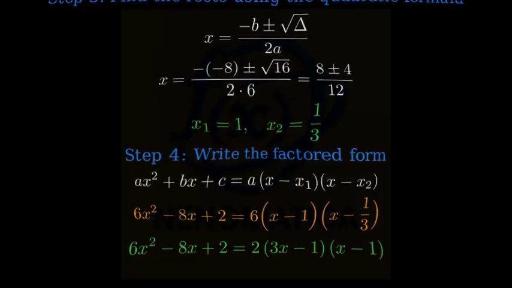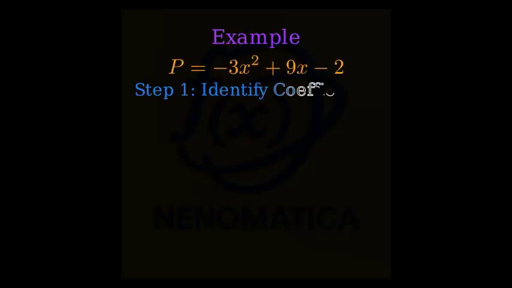To build intuition, example: we will factor the quadratic trinomial p equals negative 3x squared plus 9x minus 2, following the discriminant algorithm step by step. Step 1. Identify the coefficients a, b, c in ax squared plus bx plus c. We have a equals negative 3, b equals 9, c equals negative 2.